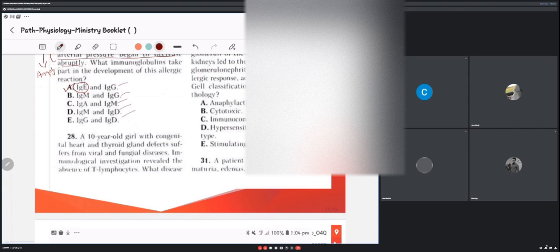All right, a 10-year-old girl with congenital heart disease, thyroid gland defects, suffering from viral and fungal disease. Immunological investigation revealed the absence of T cells. What is this suggesting to you from these underlined terms in the question? Congenital heart disease, thyroid gland defects, T lymphocyte defects or absence.